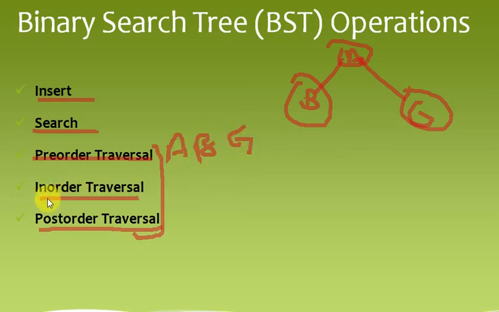Okay, and in-order means that the head node, the parent node, will be visited in the center. For example, first we will visit B, then we will visit the root node, the parent node, which will be in the center now, because we are discussing the in-order, and at the end the right will be visited. And in the post-order, first the left will be visited, then the right node will be visited.